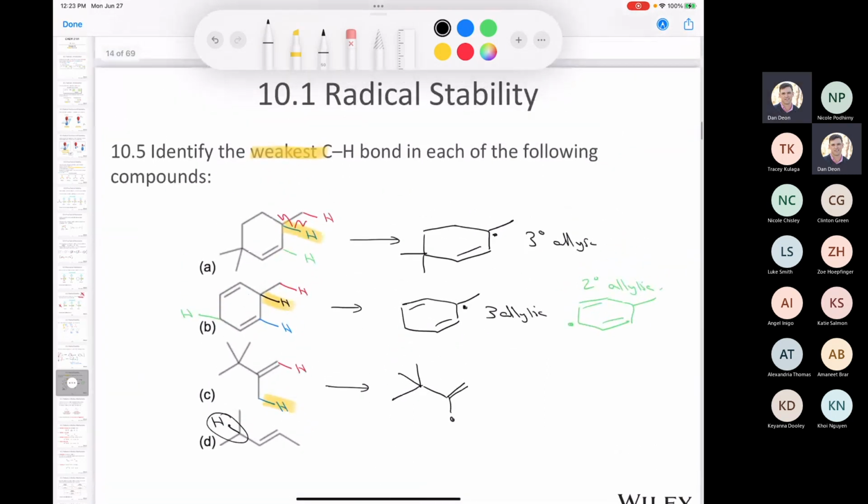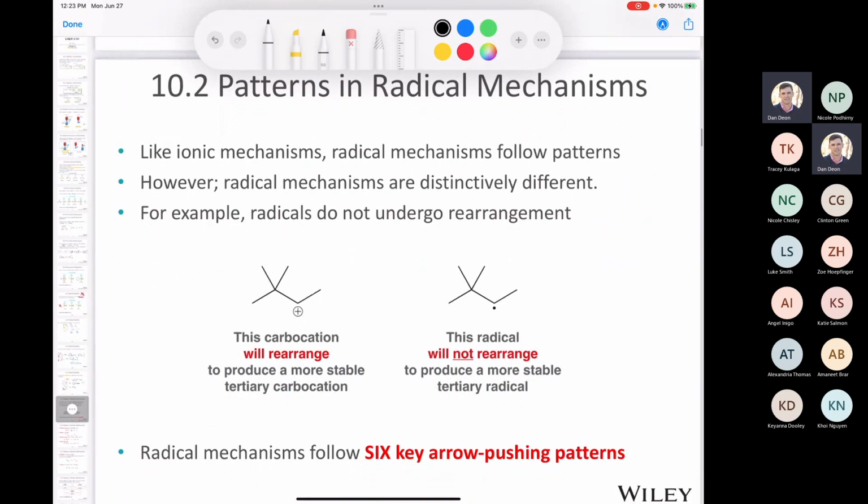That's enough of that. Let's move on from there, and let's talk about patterns in radical mechanisms. This is very different than the ionic mechanisms that we've looked at before, SN1, SN2, E1, E2, something completely different. But like ionic mechanisms, radical mechanisms do follow some patterns. If you follow along with the patterns, you'll be able to get it straight pretty quickly. Even though the radical mechanisms follow patterns, they're very different from the ionic ones, okay? For example, we'll start with carbocation rearrangement. Remember that, the whole methyl shift and the hydride shift? Well, radicals don't rearrange, okay?